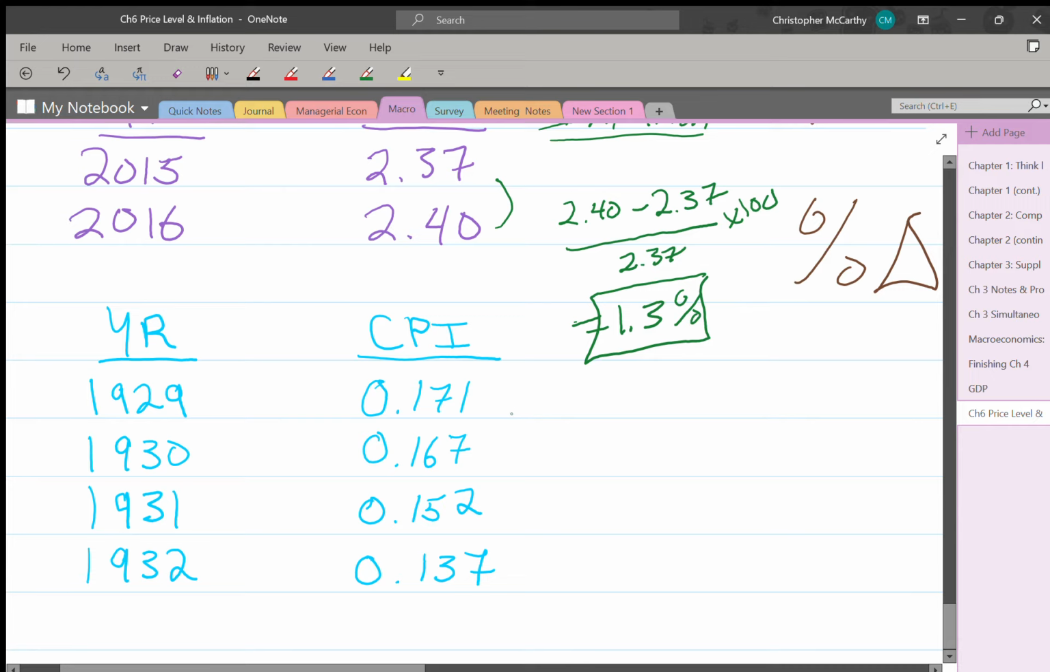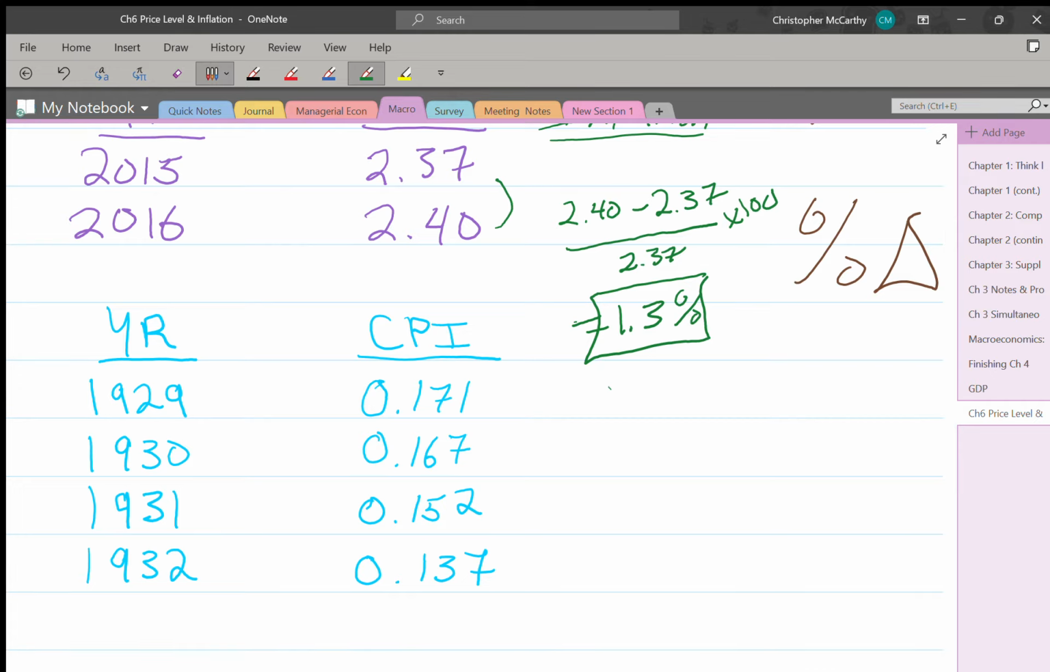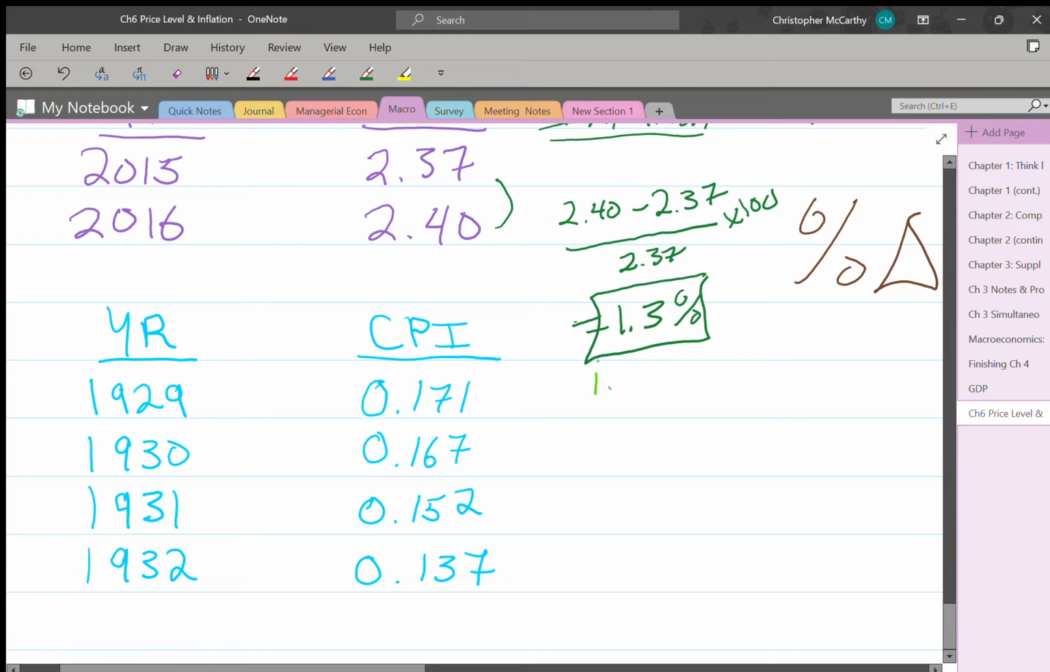So what do we see happening? We see that it's falling every time. And if we were to calculate the inflation rate over here, we would end up with 0.167 minus 0.171 over 0.167 times 100. This would give me a negative number. This would give me negative 2.3%.